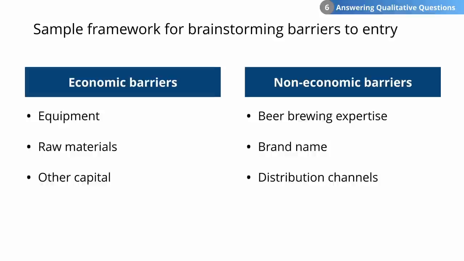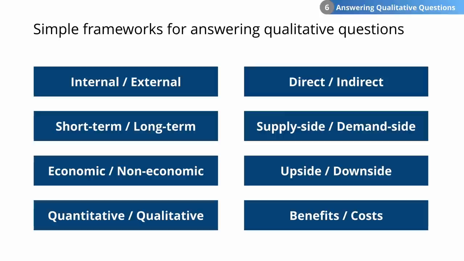Examples of other simple structures that you can use include the following. We have internal, external, short-term, long-term, economic, non-economic, quantitative and qualitative, direct and indirect, supply side and demand side, upside and downside, and benefits and costs. Additionally, take your answer and connect it back to the case objective.